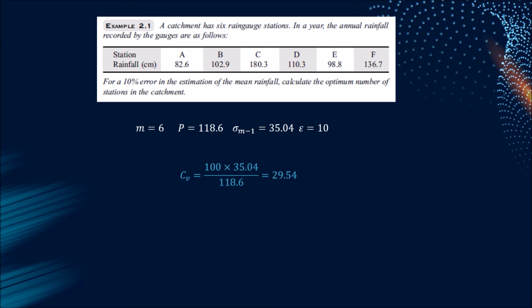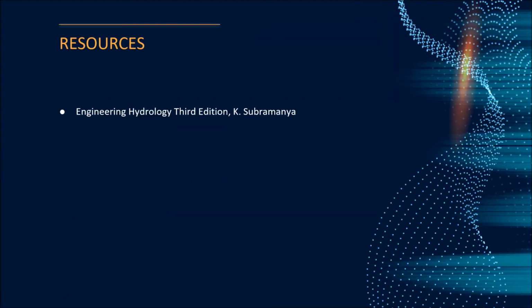The coefficient of variation is equal to 100 times 35.04 over 118.0, which leads to 29.54. Calculate again: 29.54 over 10, squared, is equal to 8.7. Generally, we can say that there are 9 stations.